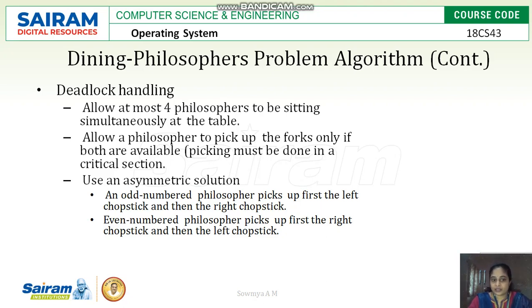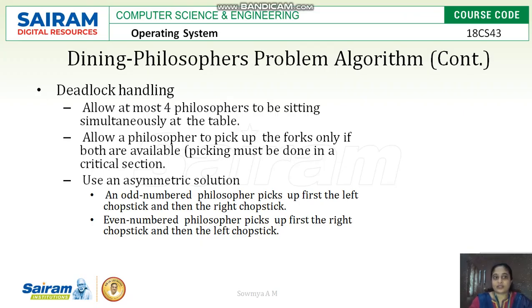Use an asymmetric solution where odd-numbered philosophers pick up the left chopstick and then the right chopstick. Even-numbered philosophers pick up the right chopstick first and then the left chopstick. So out of 4 philosophers sitting at the dining table, 1 and 3 should pick left and then right first. Then 2 and 4 have to pick right and then left. So this is how the solution for the dining philosopher problem is given.